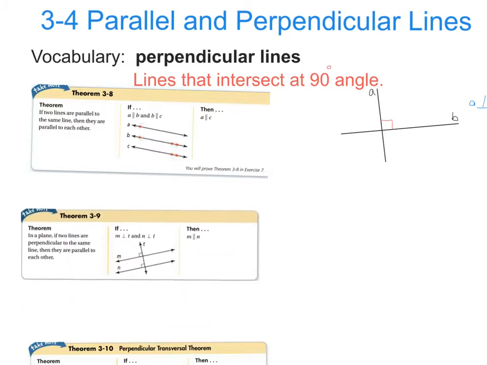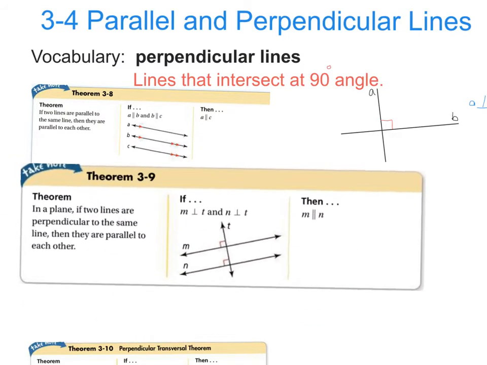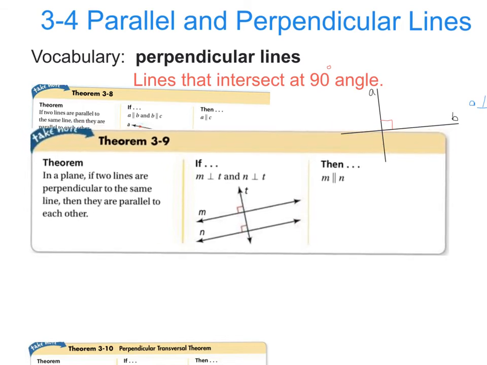Next theorem, theorem 3-9. This theorem says that if two lines are perpendicular to the same line, then they are parallel to each other. So let's look at this. Line M is perpendicular to line T, there's our perpendicular symbol, and line N is perpendicular to T, and therefore M and N must be parallel. It's pretty easy to prove that this theorem works. The way that we drew these angles here, these are corresponding angles, and corresponding angles are congruent, therefore the lines are parallel.